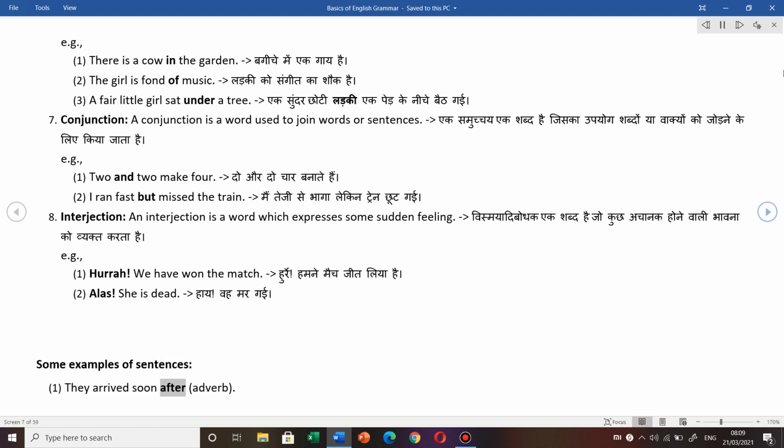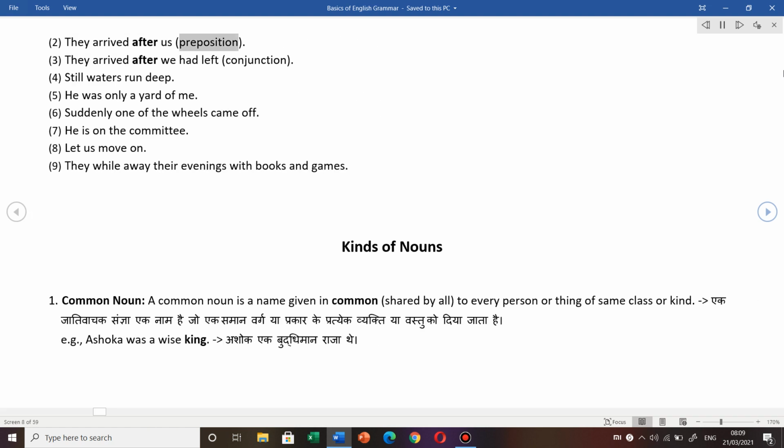Some examples of sentences. They arrived soon after: adverb. They arrived after us: preposition. They arrived after we had left: conjunction. Still waters run deep. He was only a yard of me. Suddenly one of the wheels came off. He is on the committee. Let us move on. They while away their evenings with books and games.